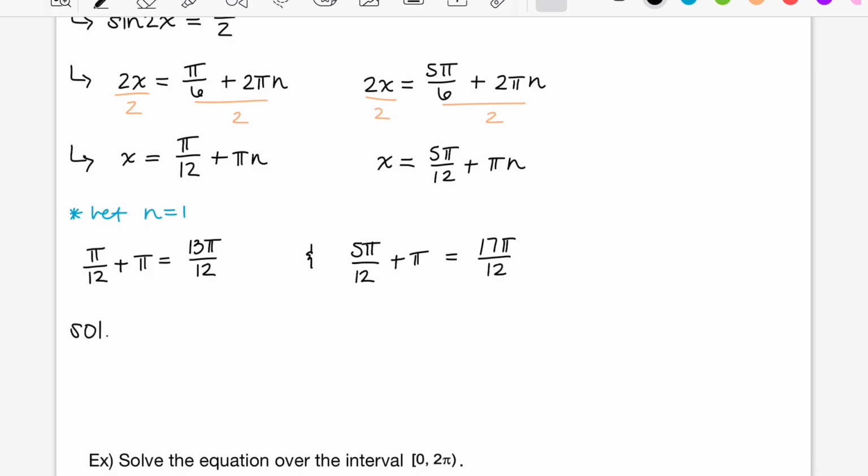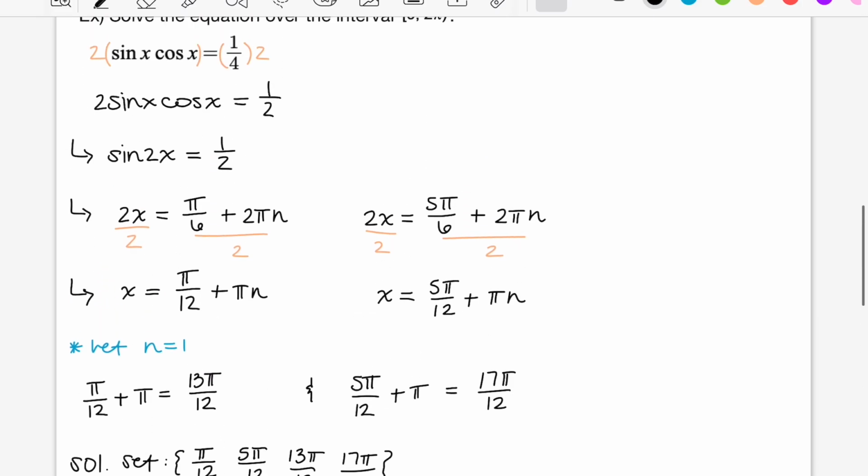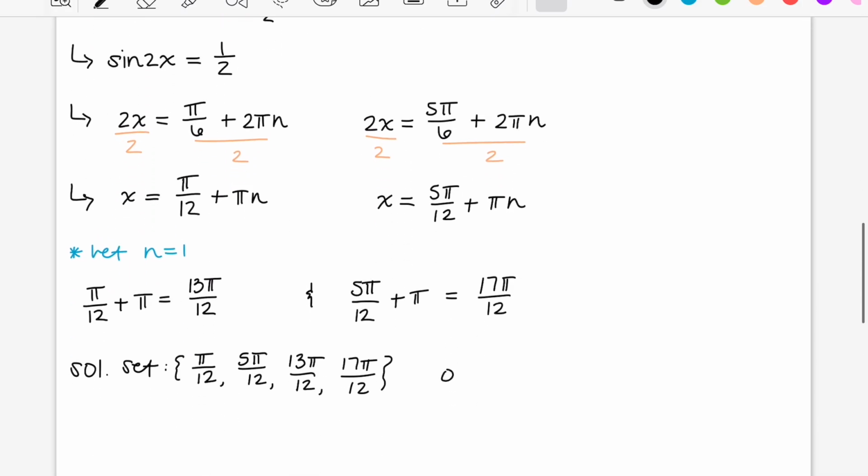Now, if you were to let n be equal to 2 or greater, those solutions would not be in this interval. So our solution set in this case would be pi over 12, 5 pi over 12, 13 pi over 12, and 17 pi over 12. These are all solutions that are in our interval from 0 to 2 pi.